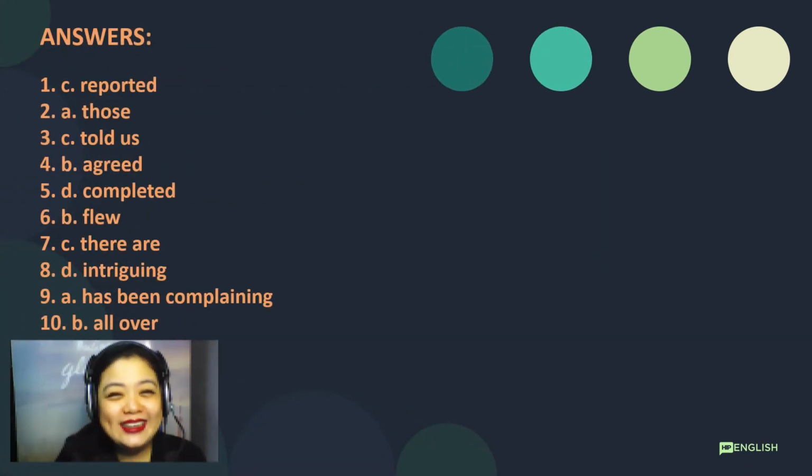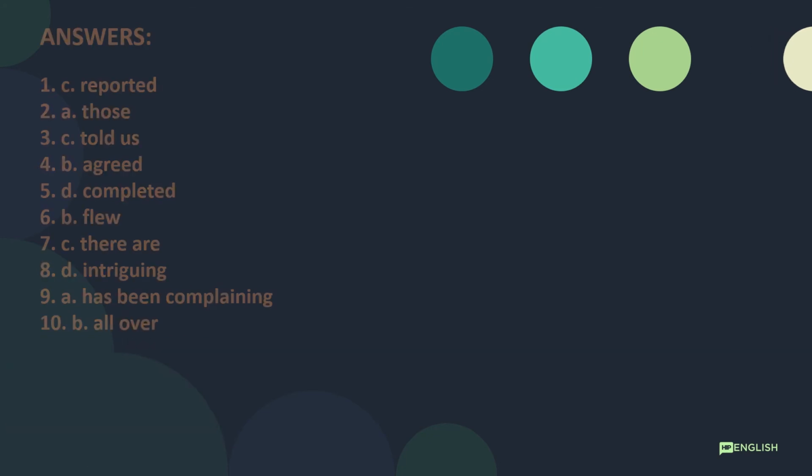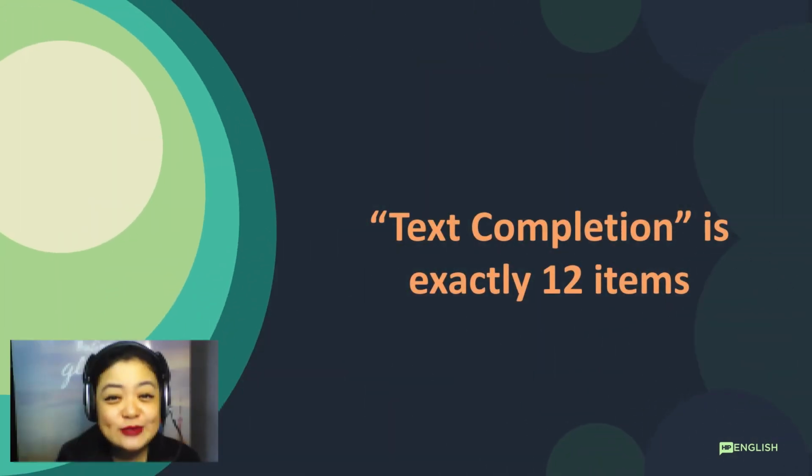All done? Here are the answers. How many correct answers did you get? I hope you got a lot. The best tip that we can give you is take your time, focus, and don't rush. And don't miss out on any of the details. Text completion is exactly 12 items.